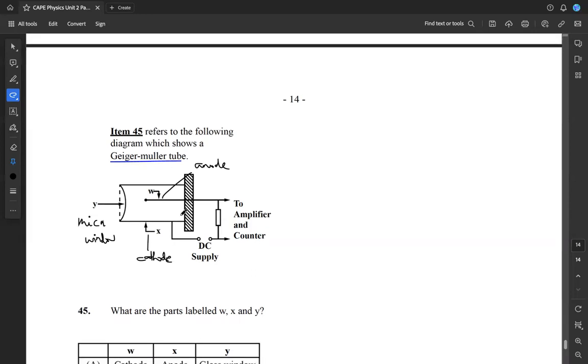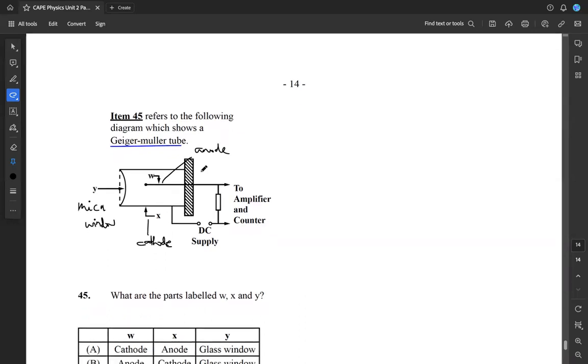So again, this little thing here at the beginning of the cylindrical tube is our mica window through which the ionizing radiation will come, and then this is our cathode to which the positive ions are going to come. And then this is our anode to which the free electrons are going to migrate, right? So this is our anode. It's just this thin wire in the middle here. So that's our anode, right?